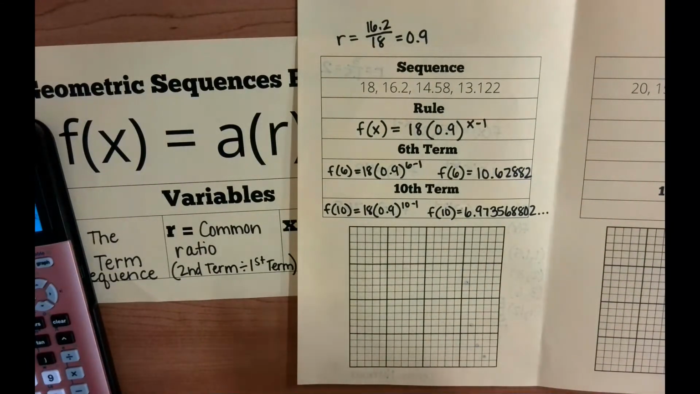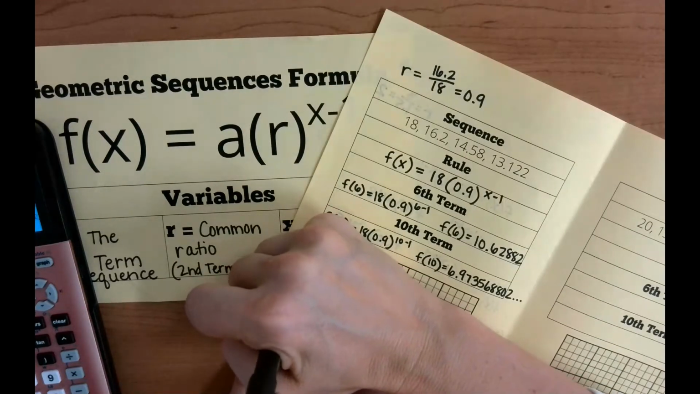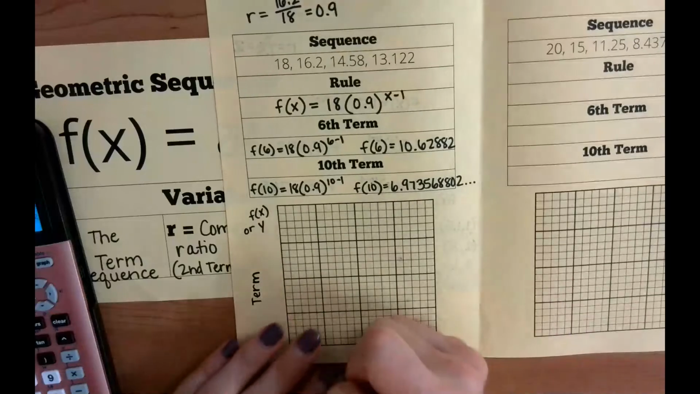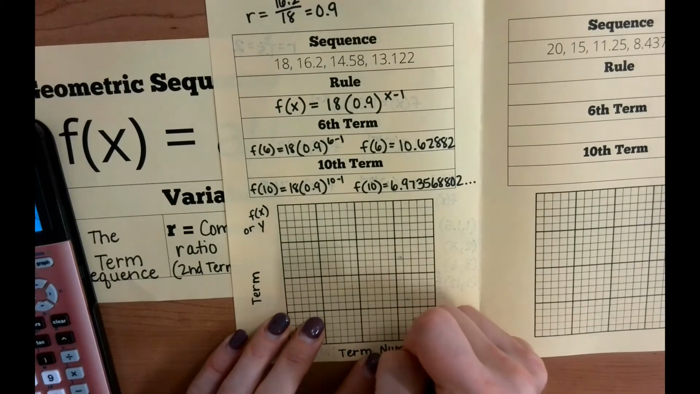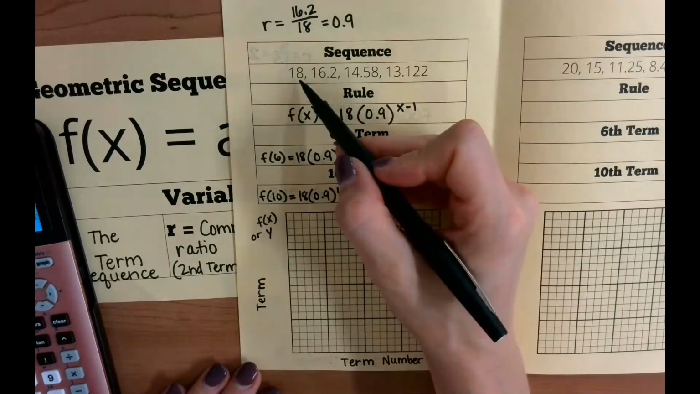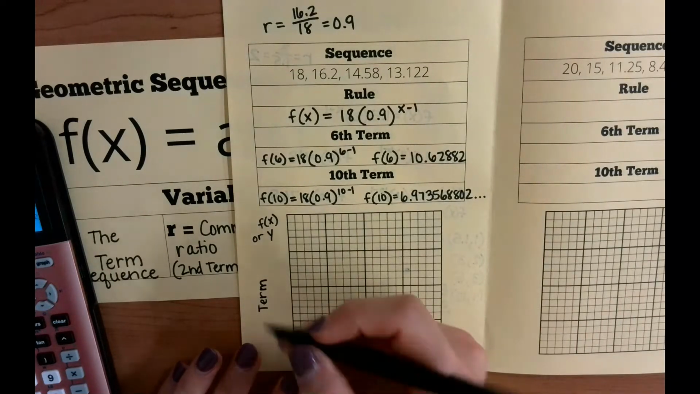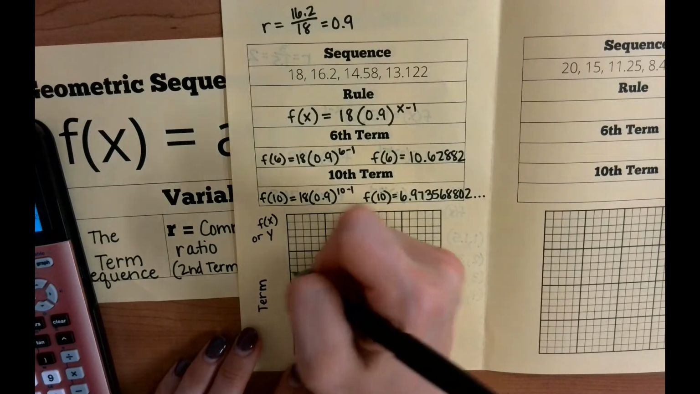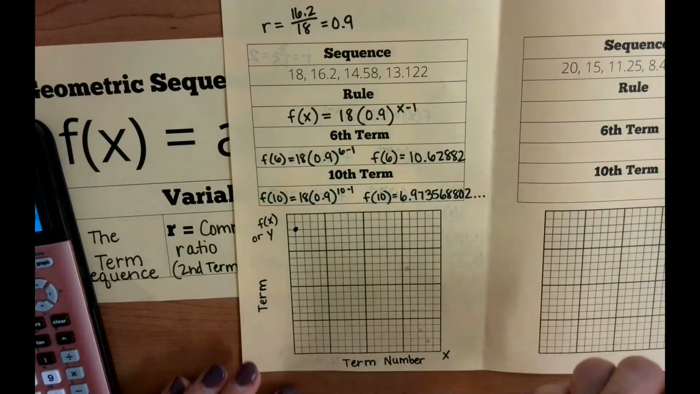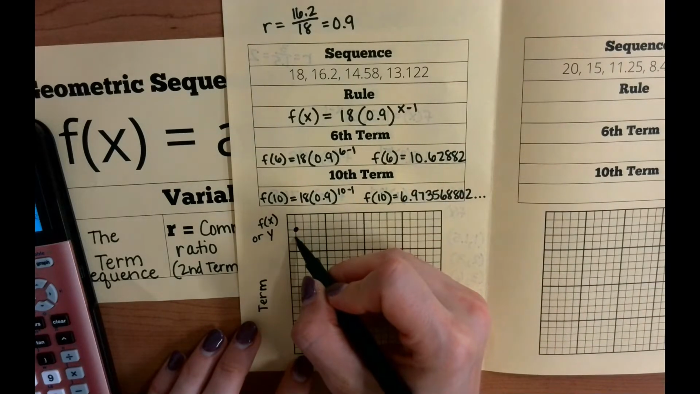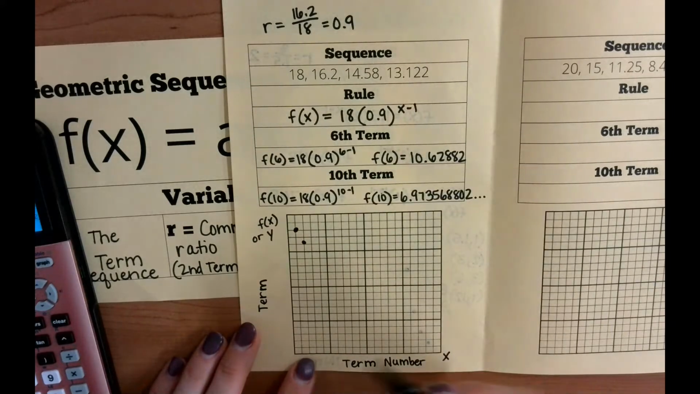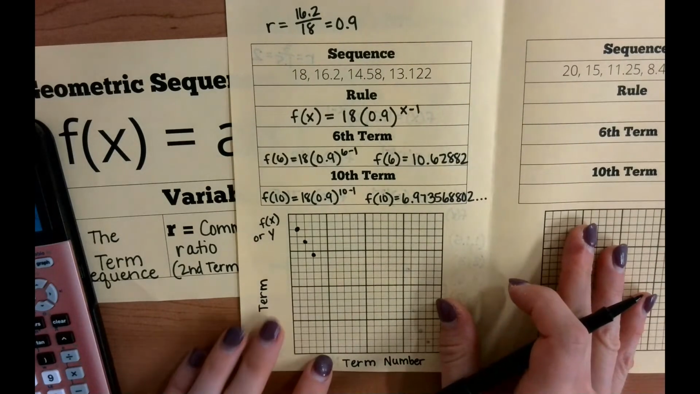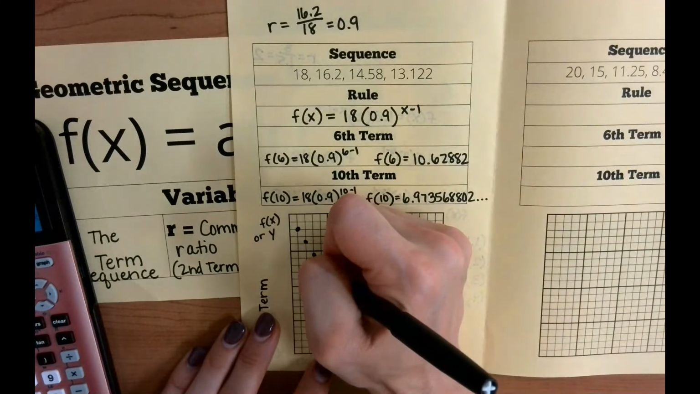All right, graphing it. Again, each of these lines is 1 unit, so let's label the term would be on the y. This is your f of x, or y-axis. And then we have the term number on our x-axis. So the first term is 18. So I would go up 18, so over right 1, and then 1, 2, 18. All right, the second term is 16.2. So if I know this was 18, 16 is right here, a little above it. The third term is 14.58, so 16, 15, so about right here. And then the fourth term is 13.122, so this was probably about here.